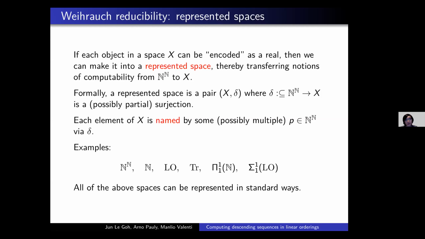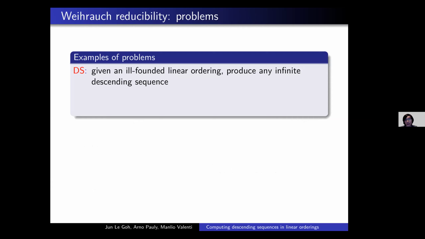Now that we have these represented spaces, we can talk about what we mean by a problem. Before that, let's talk about some examples of what we intend to be problems. Of course, the main problem that we care about today is what we call DS, which stands for descending sequence. You're given an ill-founded linear ordering and you want to produce an infinite descending sequence. Another problem that I already mentioned is the problem of computing paths on ill-founded subtrees. Given an ill-founded subtree of N to the less than N, you want to produce a path. This is typically known as choice on Baire space, which is why it's written C_N.